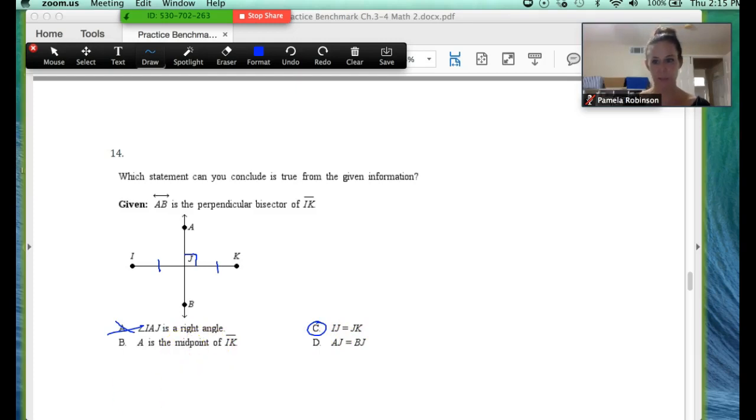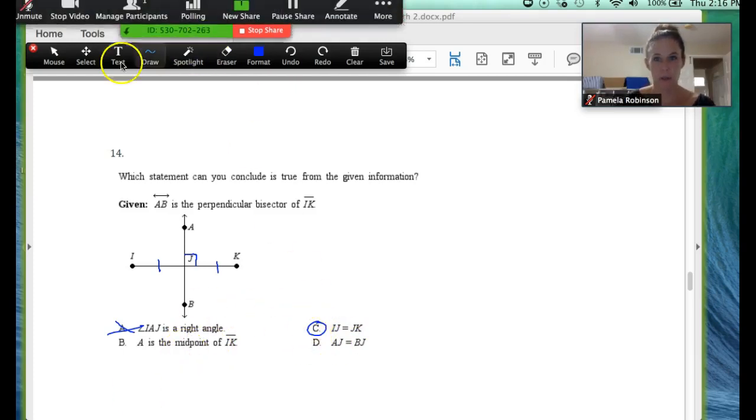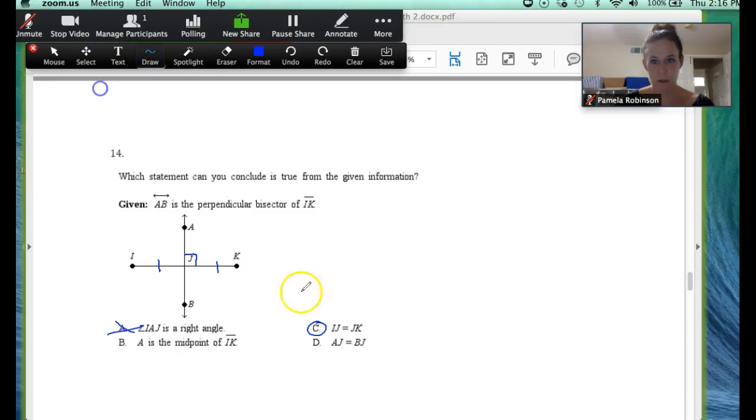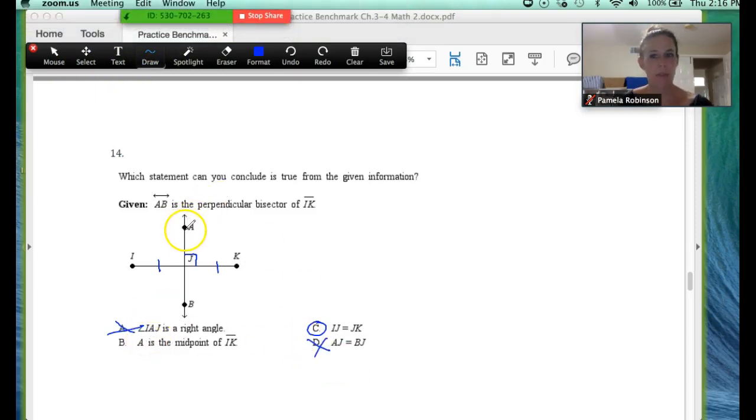Now let's come back to B. So we know it's not this one again. A is the midpoint of IK. Well, A is on the perpendicular bisector, so we do know this length will be congruent to this length. However, is A the midpoint of IK? No, it would be J.